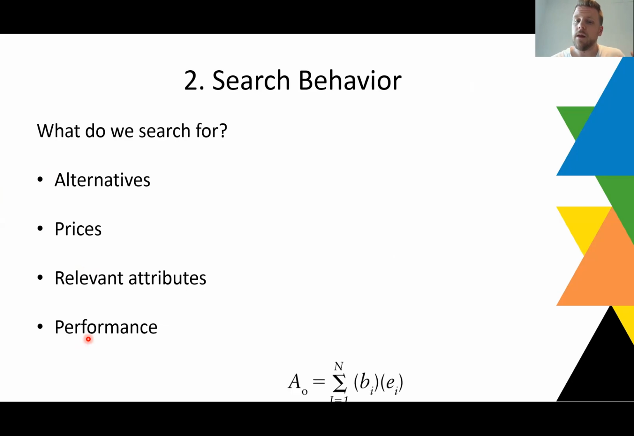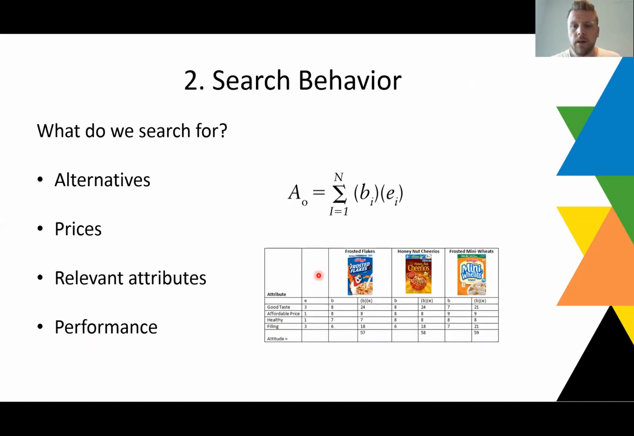Now, when we put these things into a formula, in the sense that we look at different alternatives, right? Three different alternatives for breakfast cereal. We look at the prices. In this case, the price was made an attribute as such, but price is maybe important enough to stick out.